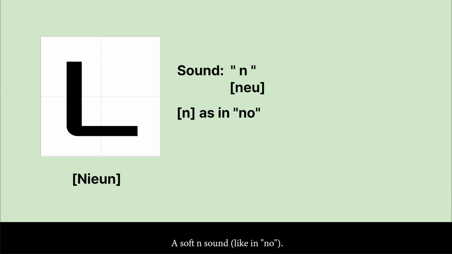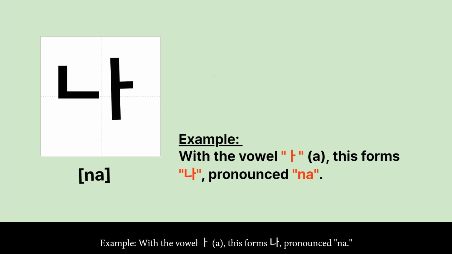Number 2. 니은, 느. A soft n sound like in no. The shape represents your tongue touching the roof of your mouth. Example with the vowel a, this forms n, pronounced na.